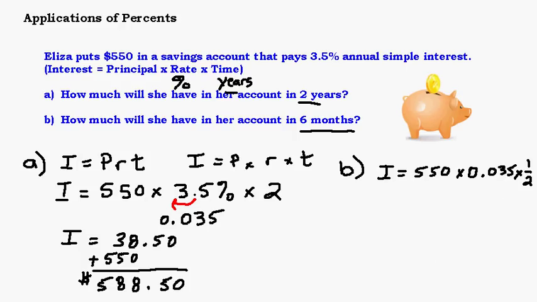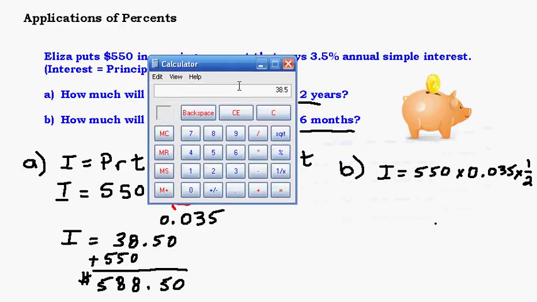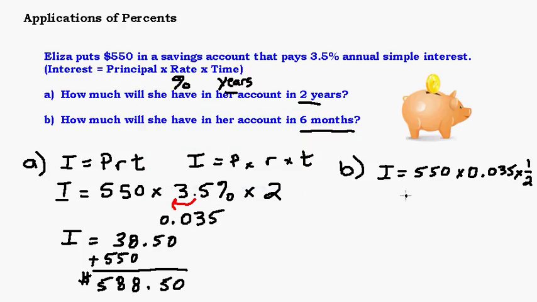So to multiply this out using a calculator, we have a couple different options. You probably know that 1/2 is 0.5, so we can just do 550 times 0.035 times 0.5 for a half. And we get $9.625. So let's talk about that. Interest equals 9.625. Now we're talking about money, so we need to round to the nearest penny. We're going to cut that off there, and that 5 is going to round that 2 up to a 3.